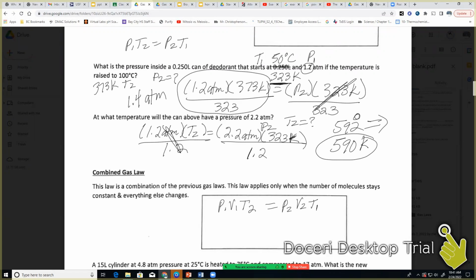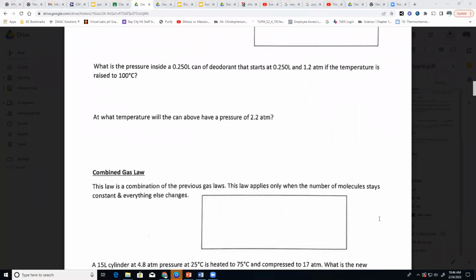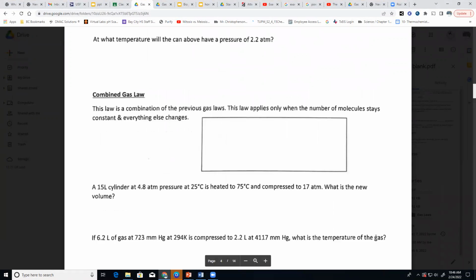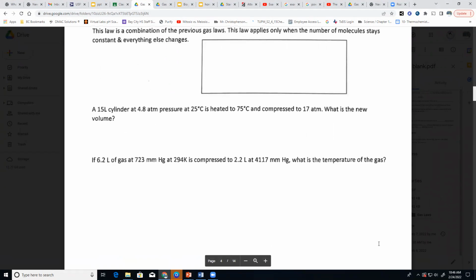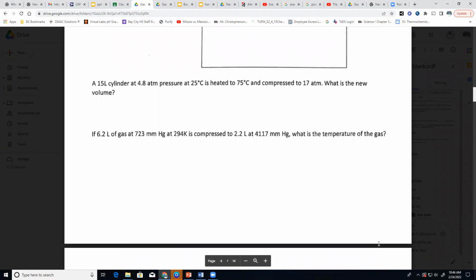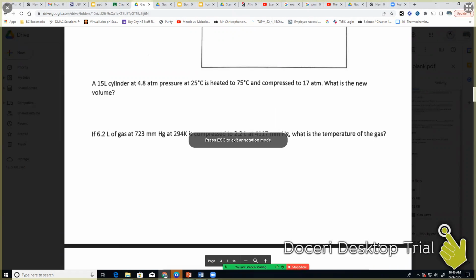The temperature still has to be in Kelvin, and my units would still have to be consistent. So if I had one pressure in atmospheres, I would have to have the other one in atmospheres too. Like I said, the big difference here is at the end, when we do our little bit of algebra, we end up dividing by 2 numbers multiplied by each other. That's your big difference. All righty, we'll just look at the first one.